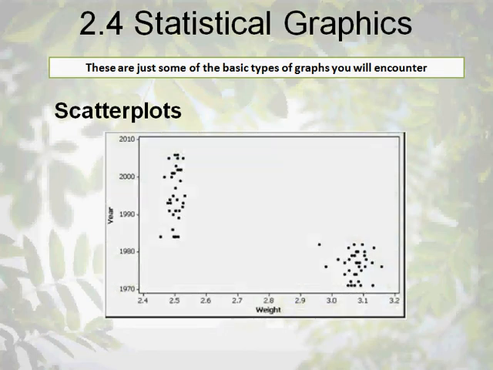For example, consider this scatter plot. The x variable is the weight of pennies sampled, and the y variable is the year those pennies were created. The scatter plot clearly shows there is something interesting happening, with a large gap between the two groups of dots.